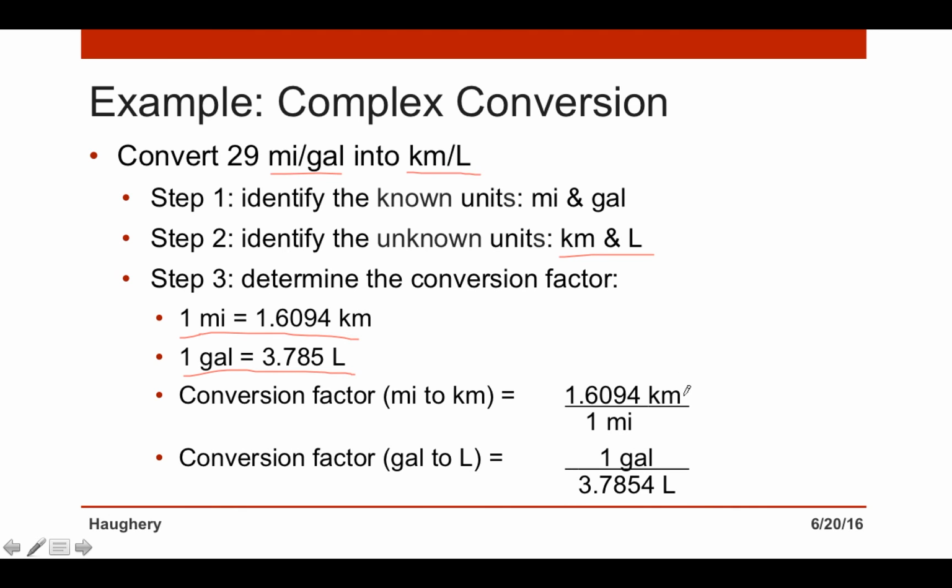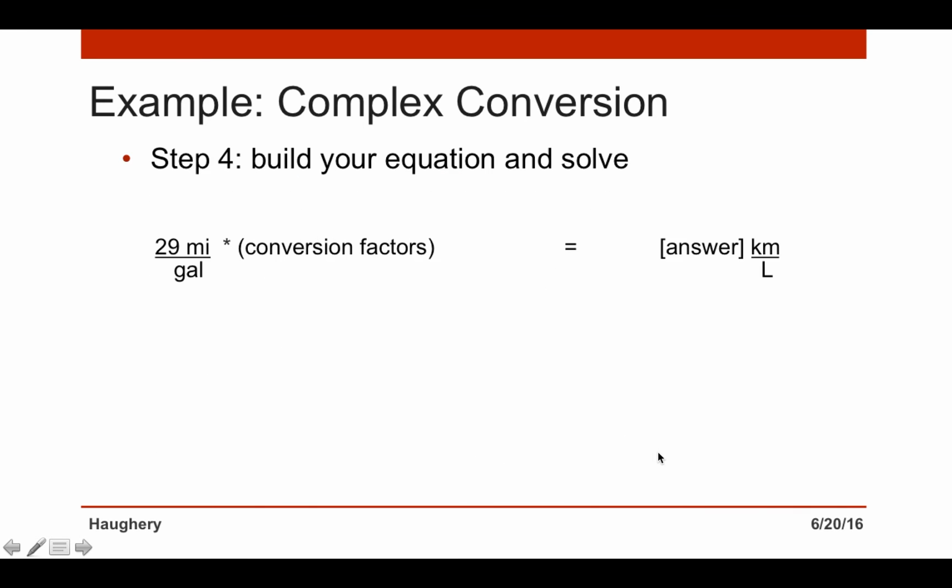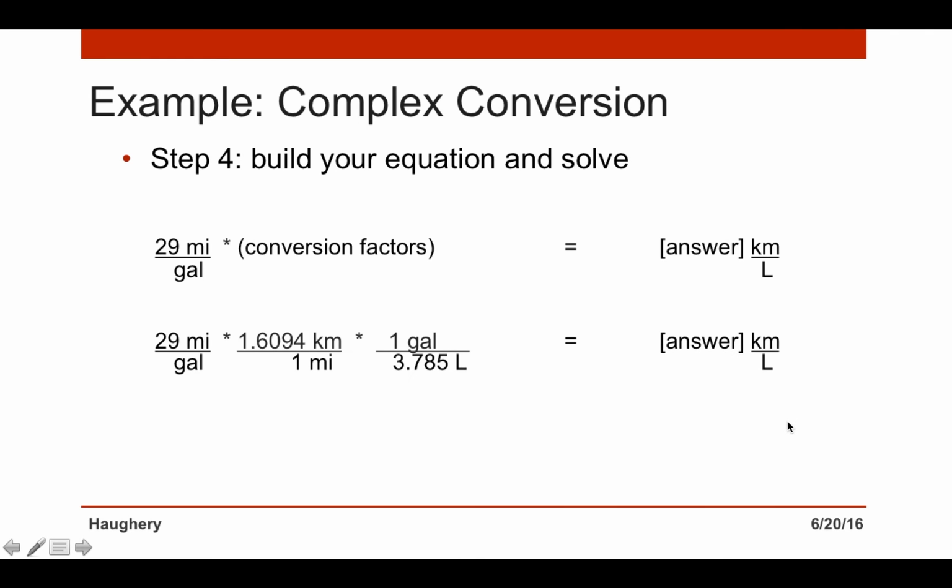And we can have options of setting those up, and of course we'll put these in fractional form based on how we want to cancel out. So putting it into our equation, we see that we want to cancel miles out, so we put miles on the bottom. We want to cancel gallons out, so we put gallons on the top, and we're left with kilometers and liters, which is what we have in our answer here.